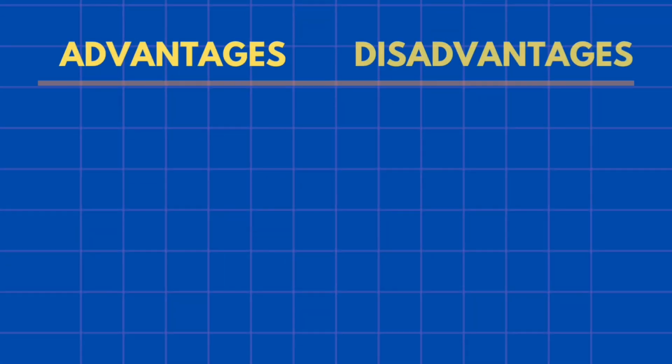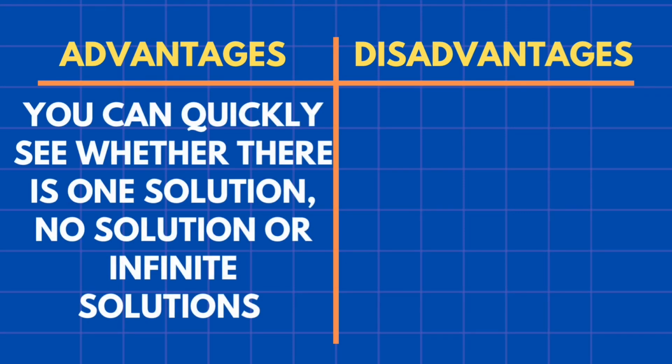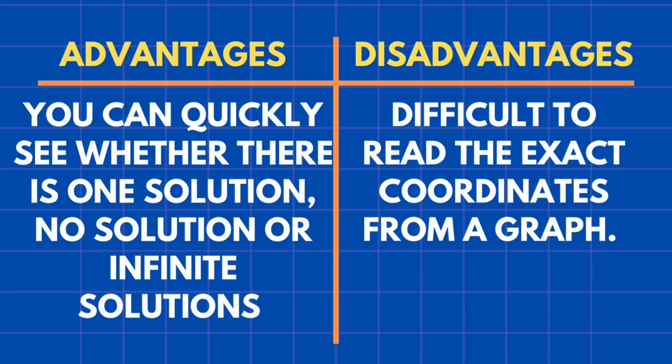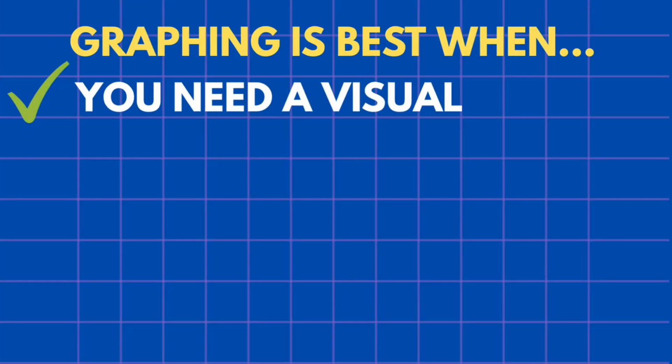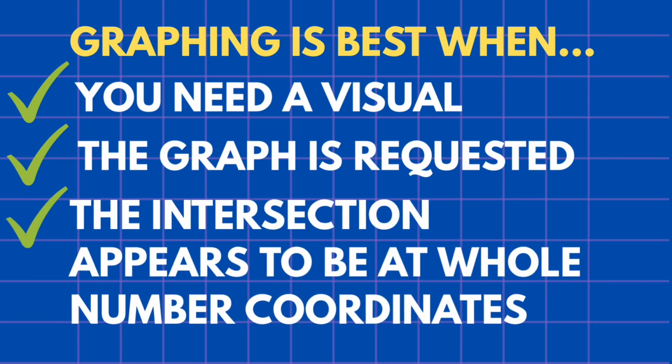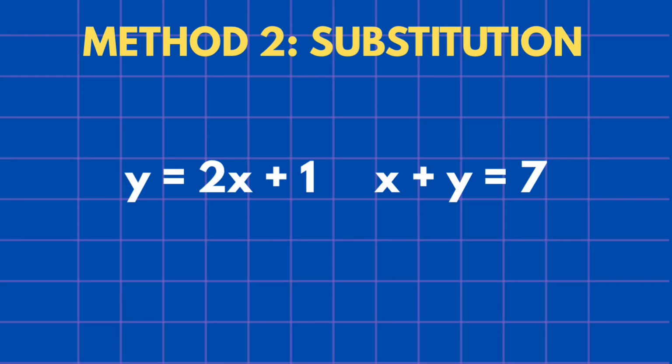What are the advantages of graphing? Graphing helps you understand the concept. You can also quickly see whether there is one solution, no solution, or infinitely many solutions. What are the disadvantages? Graphing isn't always the best choice. Sometimes the lines intersect between grid points. If the answer is something like 2.7 and 4.3, it's difficult to read the exact coordinates from a graph. Graphing is best when you need a visual, the graph is requested, or the intersection appears to be at whole number coordinates.